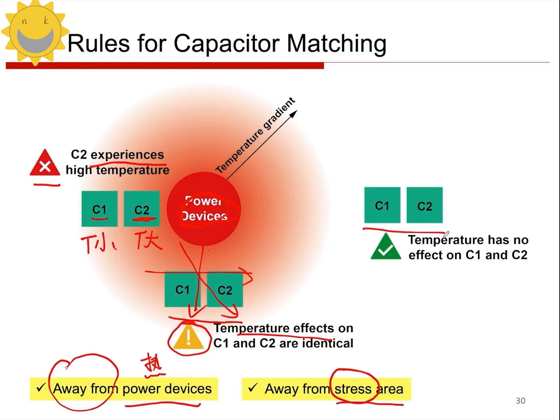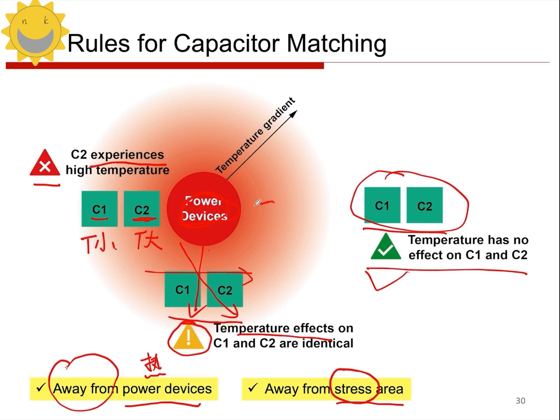What if we stay away from power devices? No matter how I place C1 and C2, whether horizontally or vertically, or however I arrange them, I won't be affected by this gradient, right? Because at this position, there is no temperature gradient. The temperature is the same everywhere. So this is the best approach.